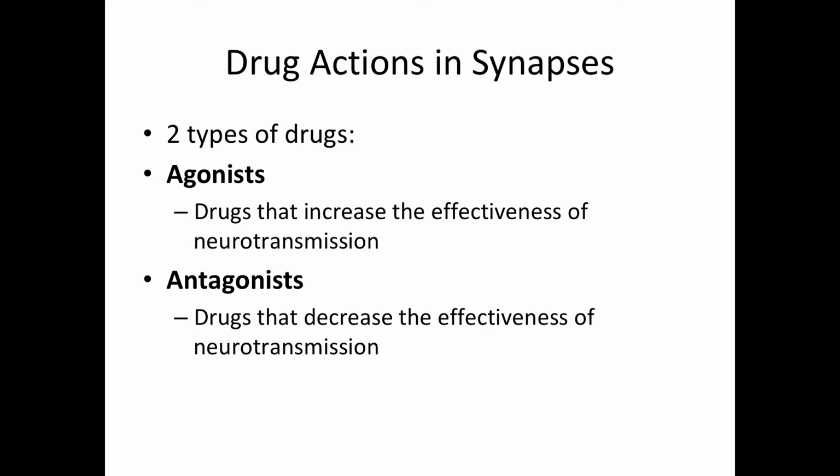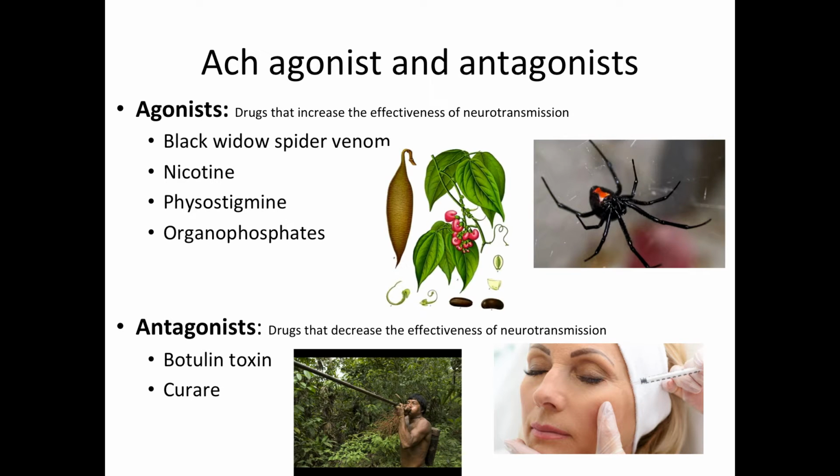So agonists and antagonists can work in a variety of ways. However, their results are always the same. So let's go over some examples. Let's focus on one neurotransmitter, acetylcholine. And then we're going to talk about some agonists and antagonists for this neurotransmitter. So the following are agonists and increase the effectiveness of acetylcholine transmission. So we have black widow spider venom, nicotine, physostigmine, and organophosphates.